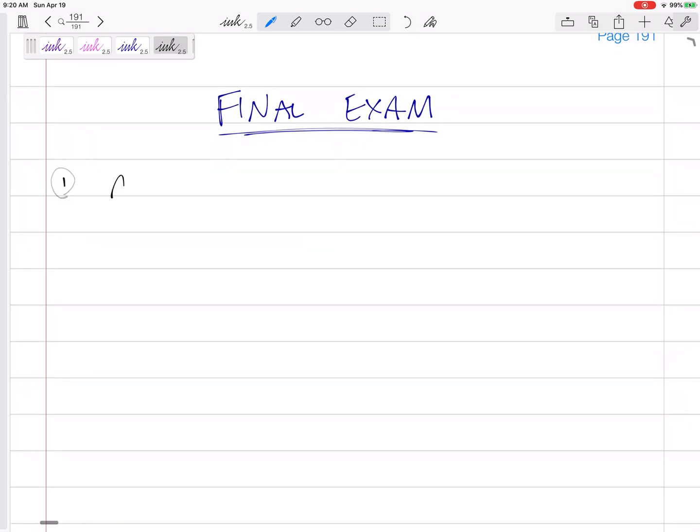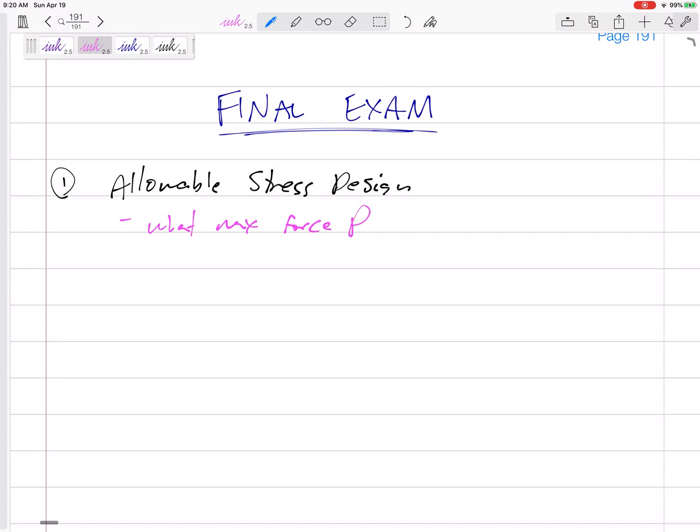Okay, problem number 1 will be an allowable stress design problem. Allowable stress design. Remember those problems. Hey, there's kind of 2 types of problems right here. It's like, hey, what is the maximum force P that I can allow in this setup, in this scenario? What's the maximum force P? And it's going to have to tell you all the pins, all the diameters for the pins, the dimensions of everything. Or what is the minimum diameter for this pin here at pin C or pin D?